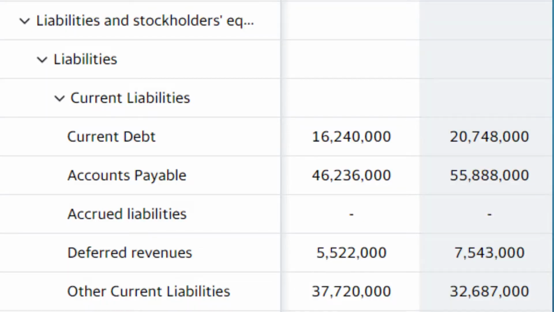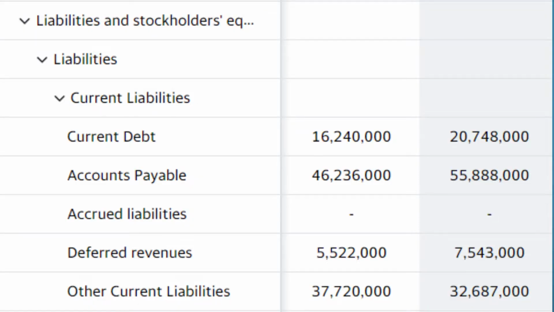And now we're on the next section, which is liabilities. The first section under the liabilities heading is current liabilities. They are liabilities or amounts that are due within the next year. These are just debts that are going to mature within a year and they have to pay back. Pretty simple. The next one, accounts payable, is just the opposite of accounts receivable.